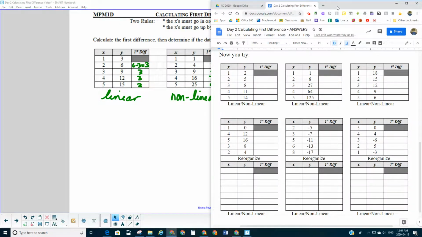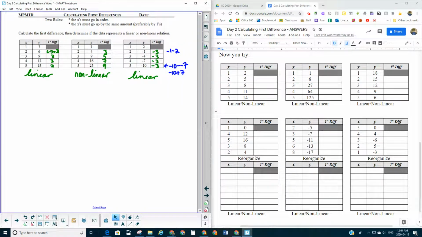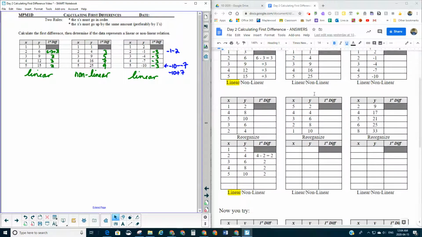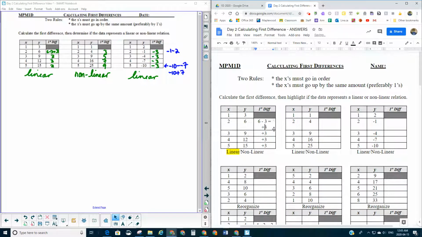And actually, what I'm going to do is put this here and put this up here so that I'm going to fill in this worksheet with you, and we can see how you can do this on your own to finish the rest of this. So the same two rules are there. You see, I filled in the first one for you. 6 minus 3 is 3. Now, if you wanted, you could say a plus 3, but I guess I didn't have enough room.